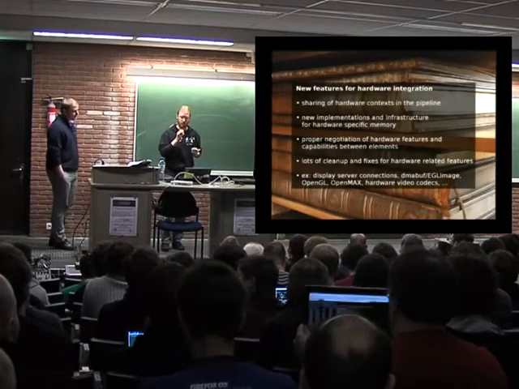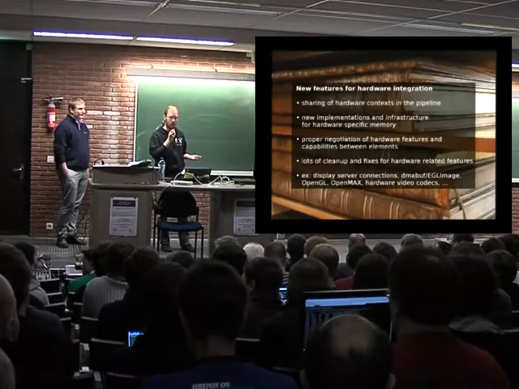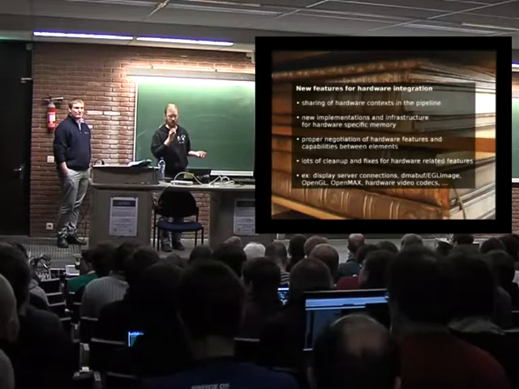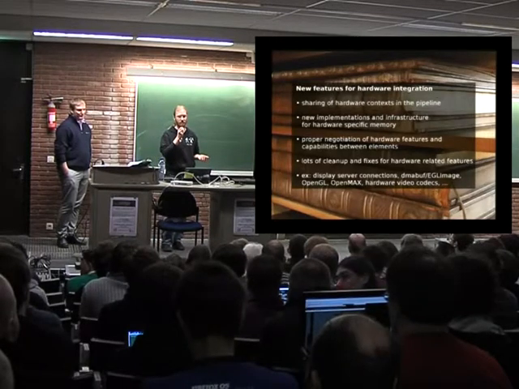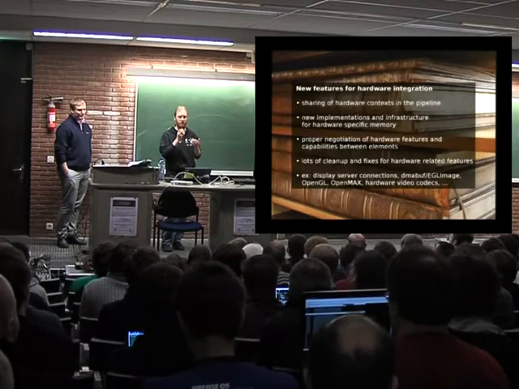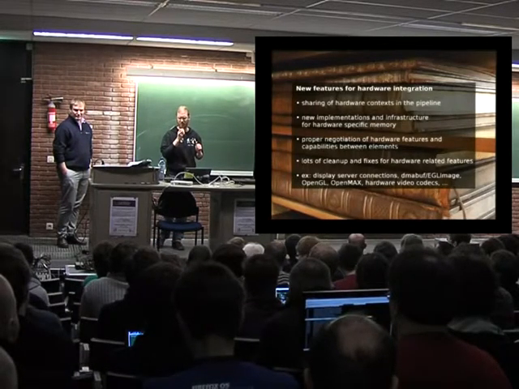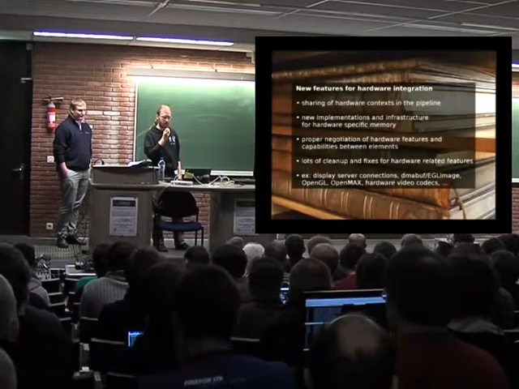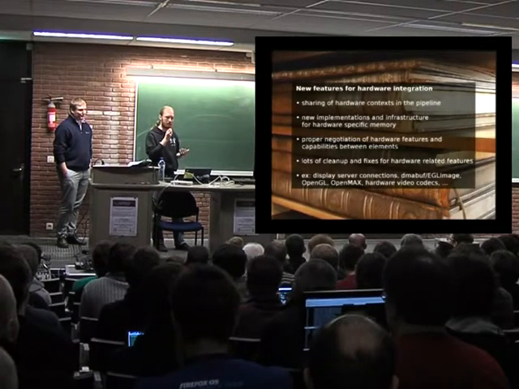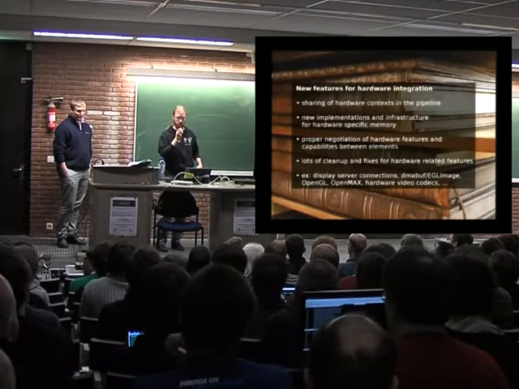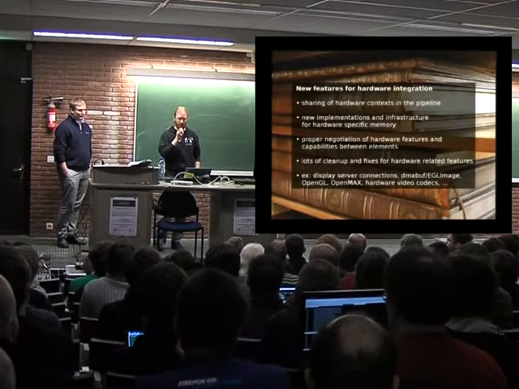We now have stuff to handle all kinds of different memory representations. So for example, in 0.10, it was only possible to have something like system memory, something that you can allocate with malloc. Everything else was just a hack. And what we now can do is wrap stuff like DMA-BUF or EGL images, or stuff like a VA surface of VA-API.